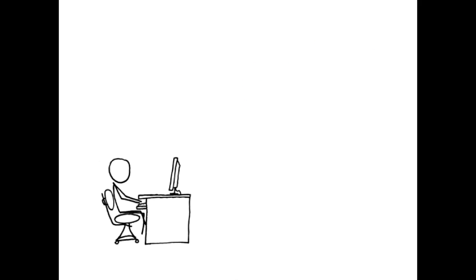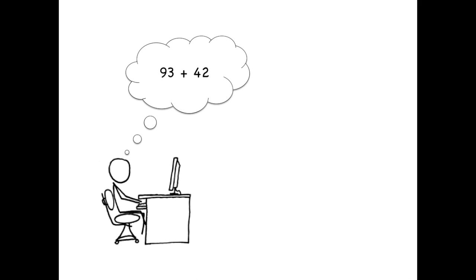So you're on your computer, and all of a sudden, you need to figure out 93 plus 42, and you don't feel like doing it in your head. So you make the computer do it. But what does the computer do? What happens in its head? For the answer to this question, we journey into the brains of any modern computer, the CPU. CPU stands for Central Processing Unit.